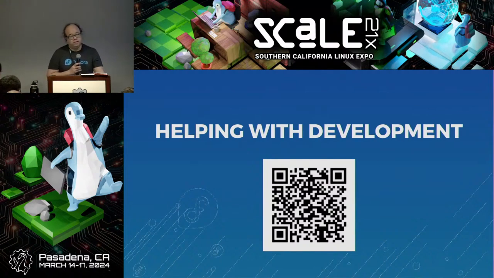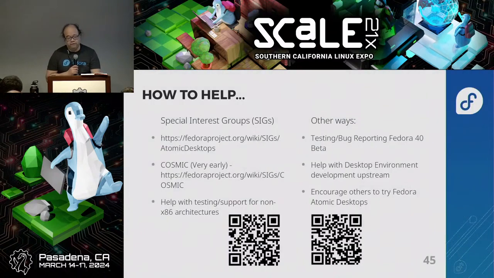So folks, one of the key questions that is asked of us is, how can I help with this project if I have some coding or development skills? So we do have some special interest groups. Here are the links, and feel free to scan these with your QR readers. Cosmic, which is very early, but feel free to check that out too. You can also help with testing and support for non-x86 architectures as well.